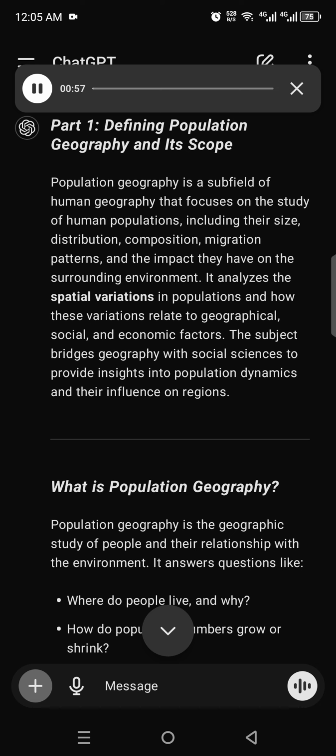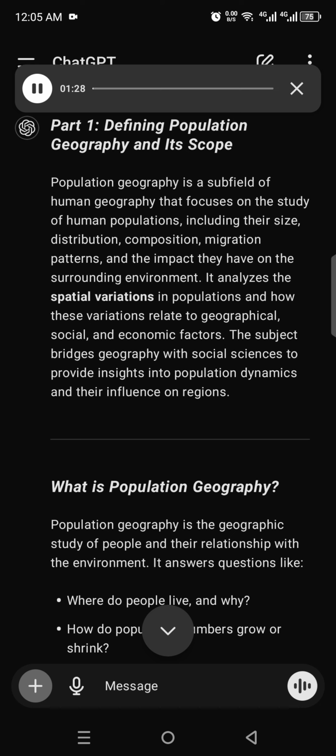1. Spatial perspective. It studies where populations are distributed across Earth and the reasons for those patterns. For example, why are cities densely populated while deserts have sparse populations? 2. Interdisciplinary nature. Population geography intersects with fields like sociology, economics, anthropology, and demography. 3. Focus on change. It examines dynamic changes in populations, such as birth rates, death rates, migration, and urbanization trends.